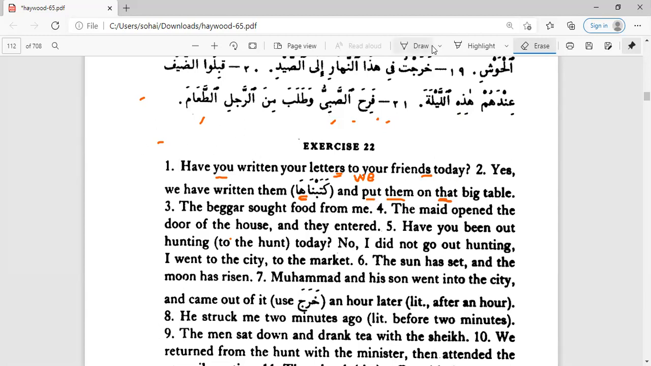Number 4, the maid opened. So you start with the verb opened. And when you start with the verb, obviously it's always singular. So it's going to be fatahat al-khadimatu. So it's the female servant, khadima too, because who's doing the opening? The lady, the maid is doing the opening. Maid is like female servant. The door is going to be accusative because we can't have two subjects with one verb.